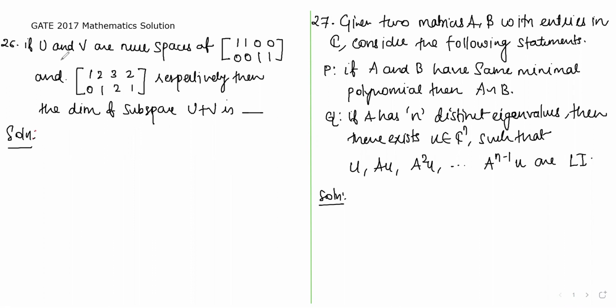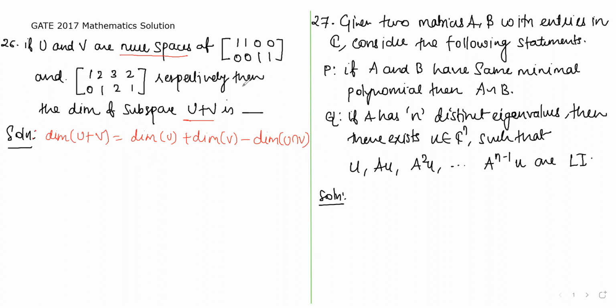Here you are given that U and V are null spaces of this matrix and this matrix. So they are asking for the dimension of subspace U plus V. In order to find the dimension of U plus V, I'll simply apply this formula: dimension of U plus V is nothing but dimension of U plus dimension of V minus dimension of U intersection V. And if you notice, they have given that these are null spaces, so U and V are the null spaces.